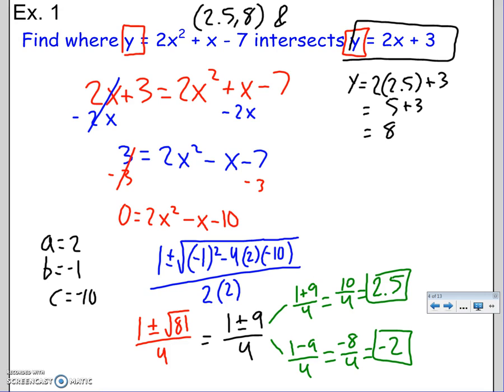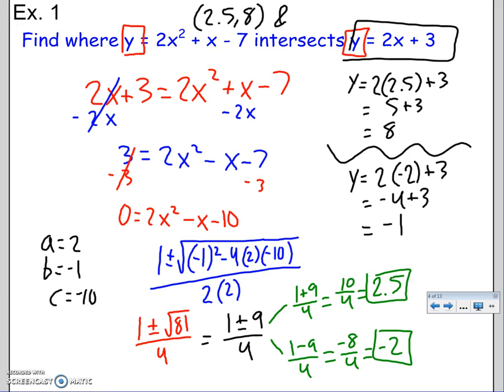And I have a second point, so I gotta plug in the other one. So again, y equals 2 times negative 2 plus 3. So that's negative 4 plus 3. That gives me negative 1. So the other point is negative 2, negative 1. Those are my answers. So this crosses twice. I don't even need the picture. Now if you want to use the picture, I'll use the calculator to show y'all.